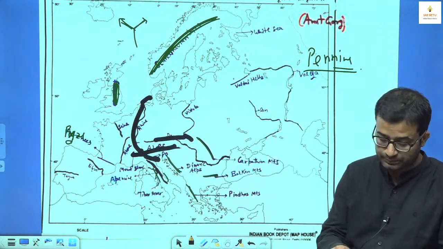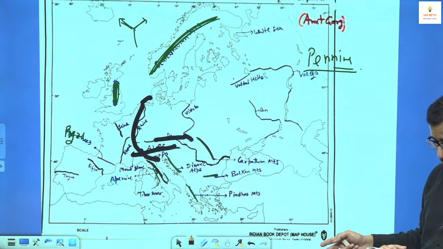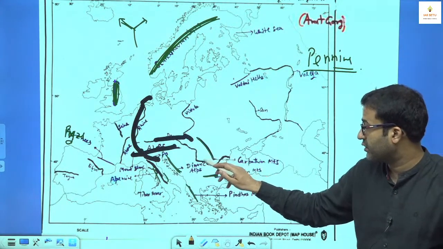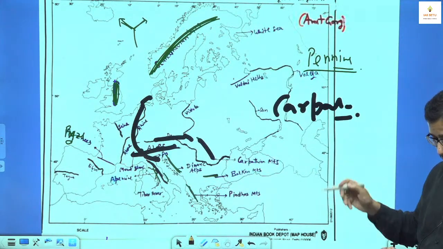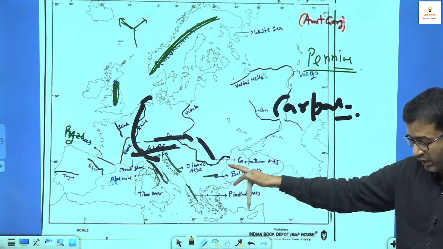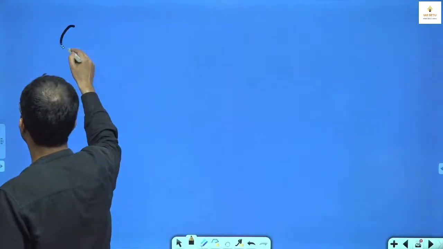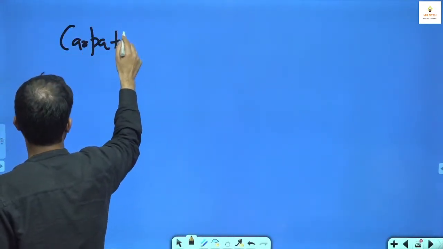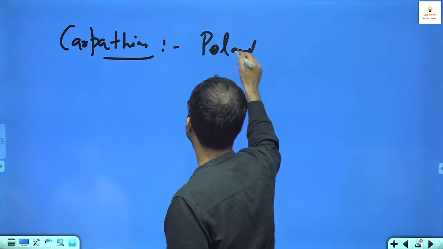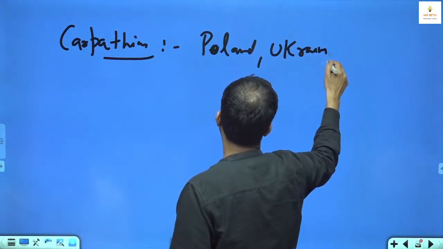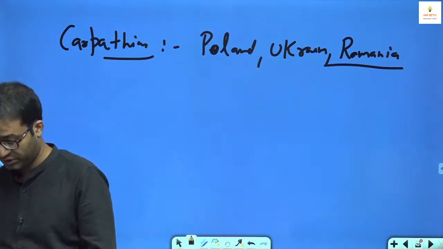Now after this Alps, next we have Carpathian. This is Carpathian. So you put the heading Carpathian. It lies in Poland, Ukraine, Romania. Carpathian mountain system.